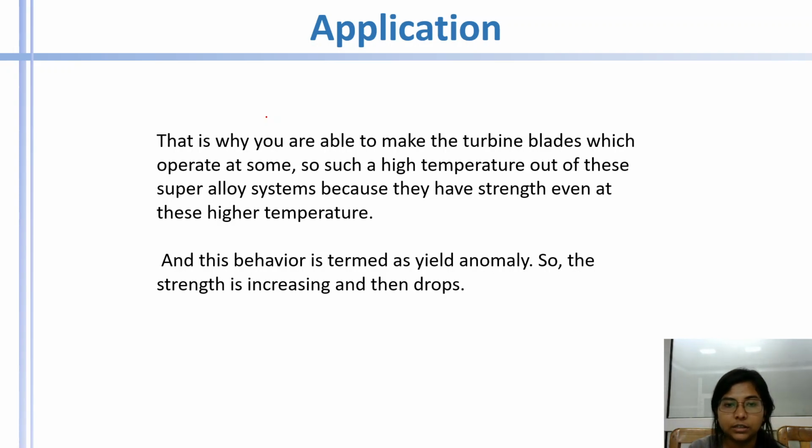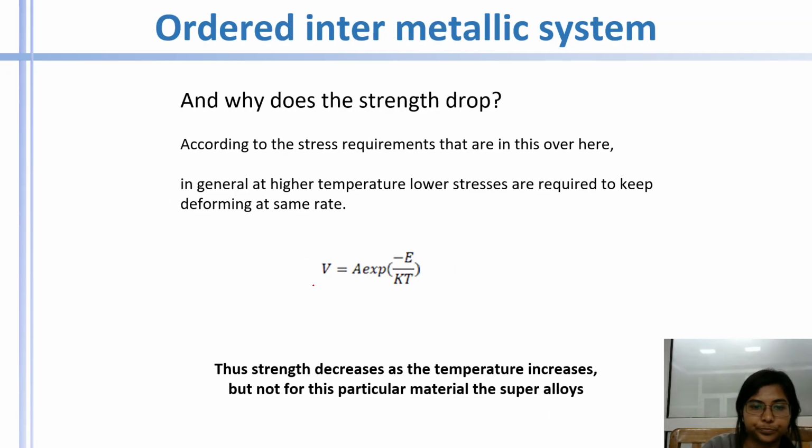So here what good has come out of it is that we are able to make the turbine blades which operate at high temperature, and these turbine blades are made of this kind of superalloy systems because they have strength even at this high temperature. So this behavior, which is termed yield anomaly, is where, as we increase the temperature, the strength increases and then it starts to drop.